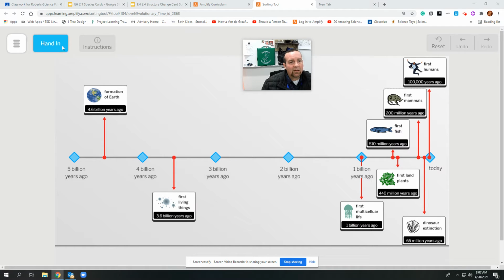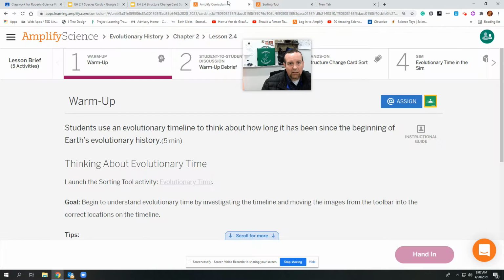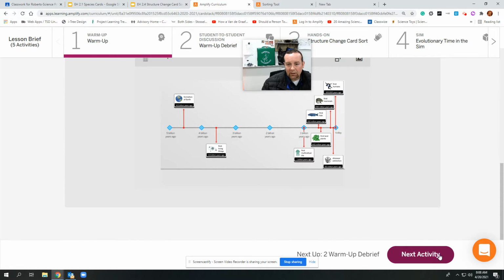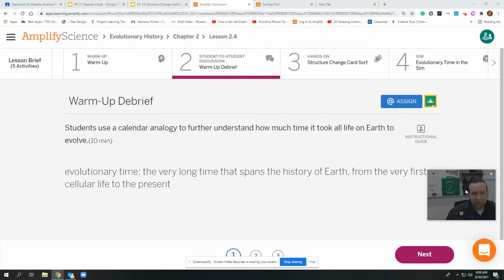All right, let's push this hand-in button. And now it should pop up down here for you. Now we can go to our next activity. Better move me over here.